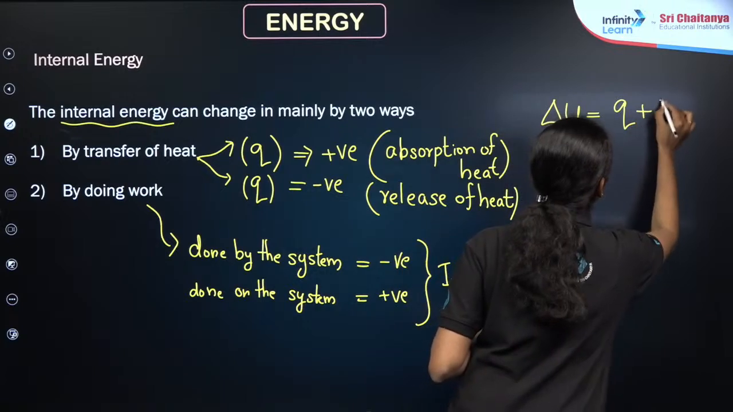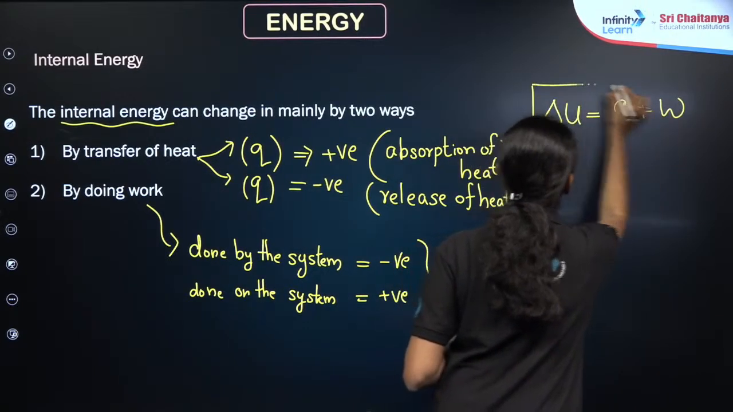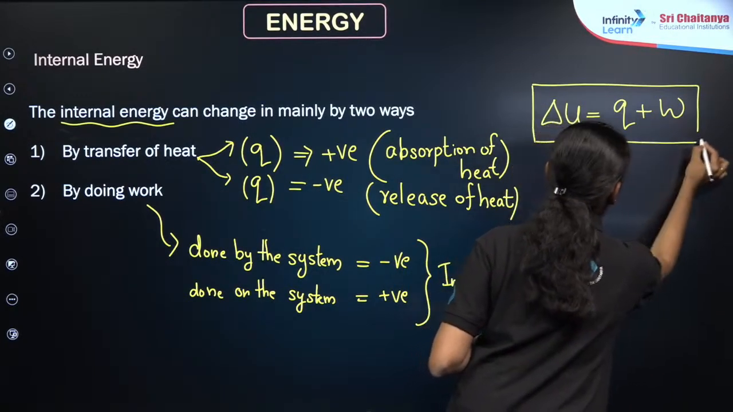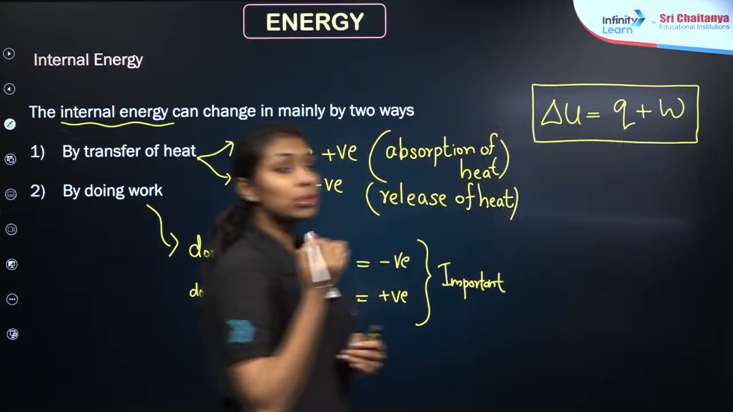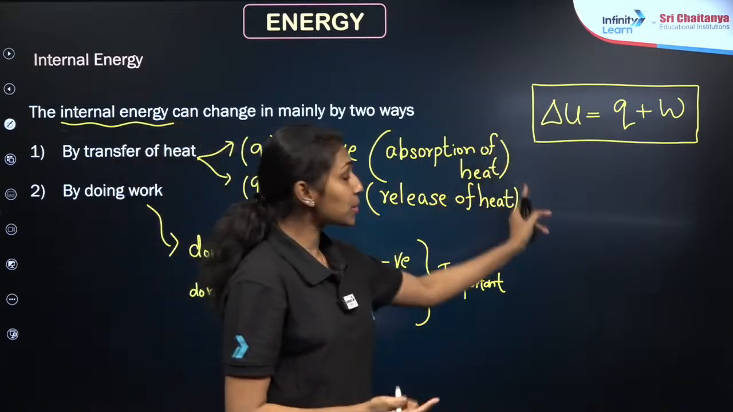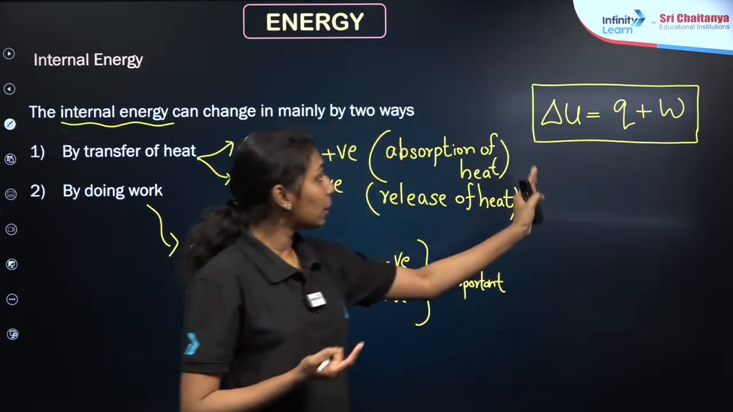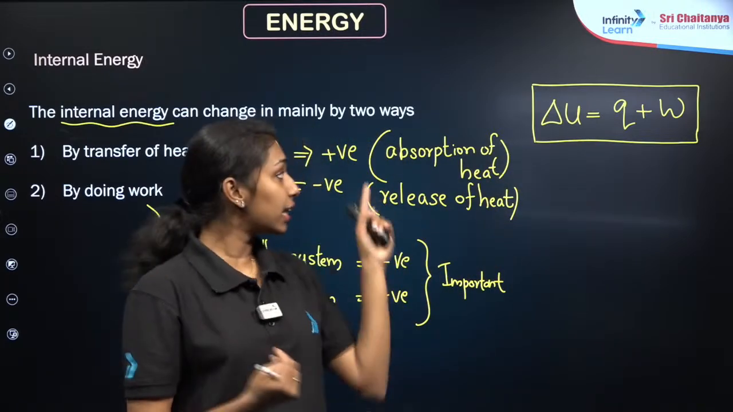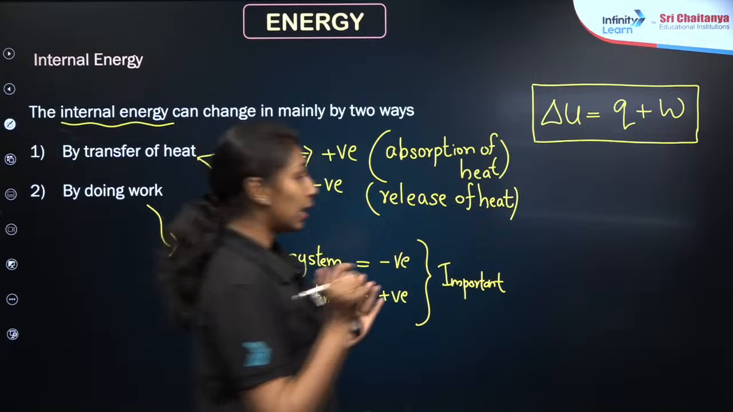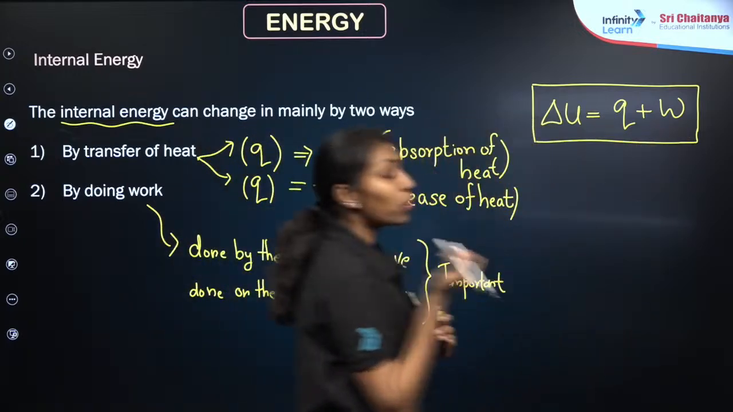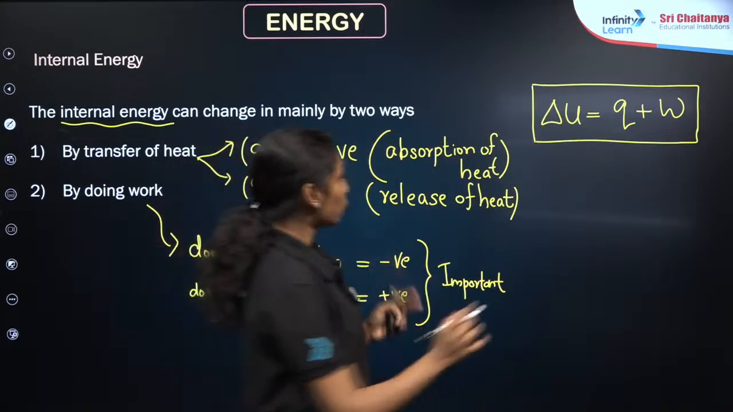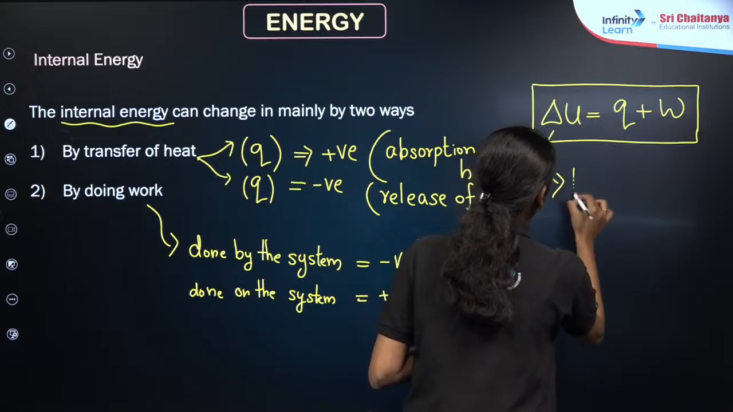So this will be the mathematical expression of the first law of thermodynamics: delta U is equal to Q plus W, where delta U is the change in internal energy, Q is the heat absorbed or released. Depending upon the absorption or releasing, it will be taken as positive or negative, right? Then W will be the work done by the system or done on the system. This is the basics of the first law of thermodynamics.